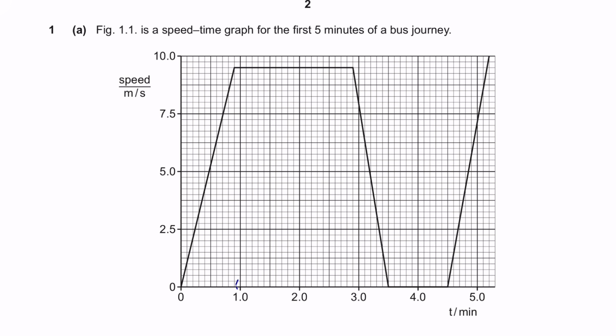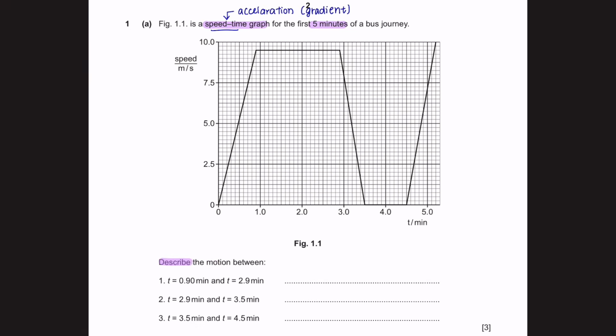Question 1A. Figure 1.1 is a speed-time graph for the first 5 minutes of a bus journey. Remember that the gradient of a speed-time graph tells you the acceleration. Describe the motion between time equals 0.9 minute and time equals 2.9 minutes. Between these times, we can see that the line is horizontal, whereby the speed remains constant. So the motion here is constant speed.